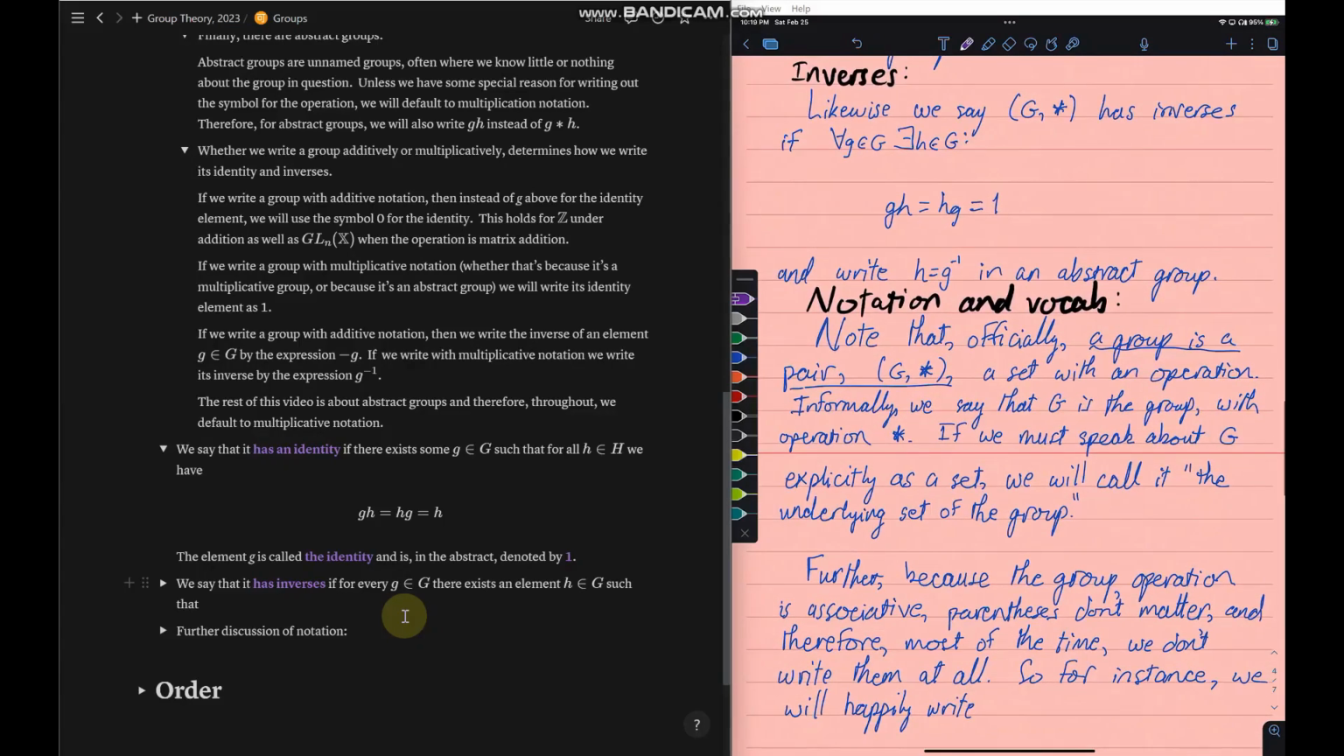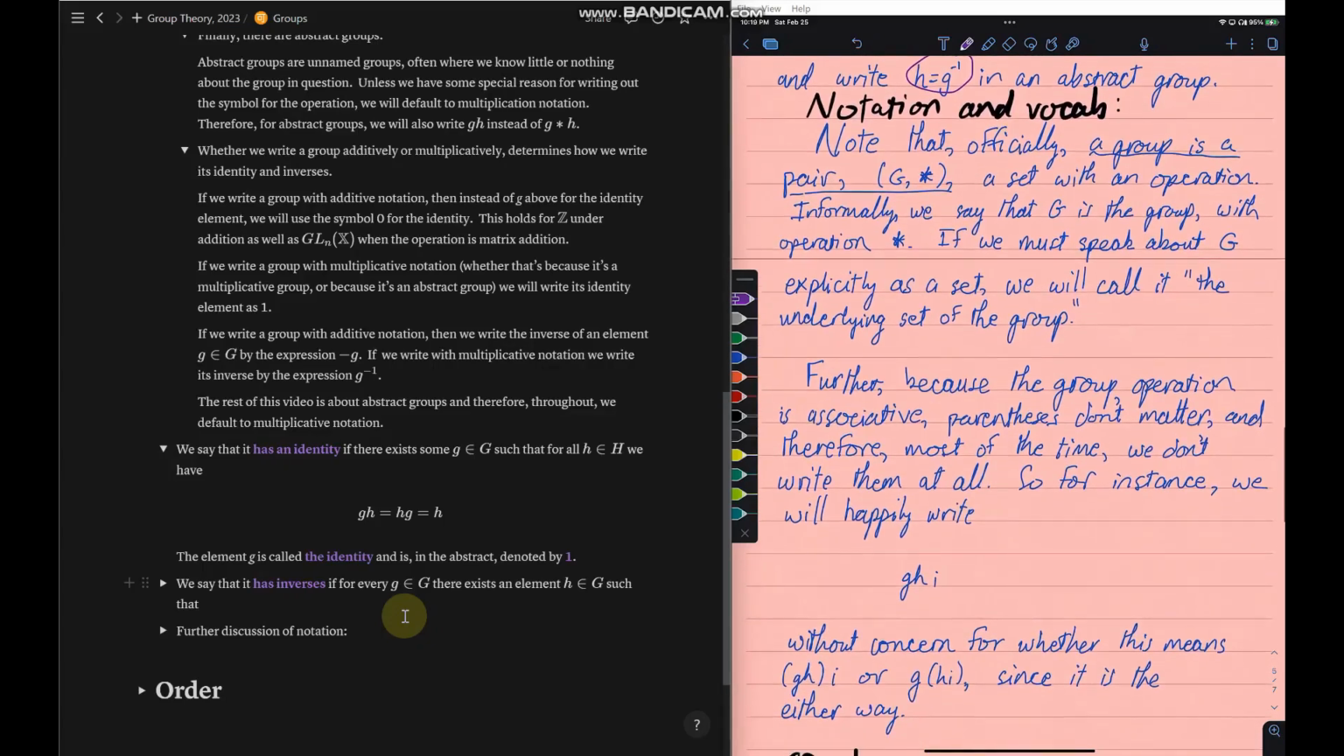Okay, similarly for inverses, what does it mean to have inverses? It means that for all group elements G, there exists an H corresponding to G, such that GH equals HG equals 1, right? In this situation, the element H which corresponds to G is written as G inverse in an abstract group or in a multiplicative group.